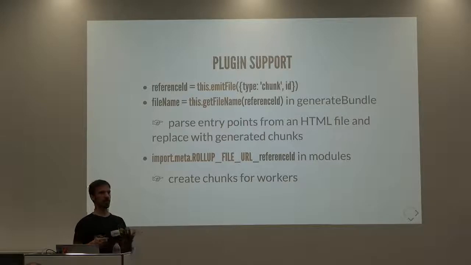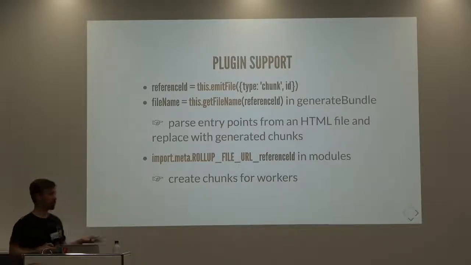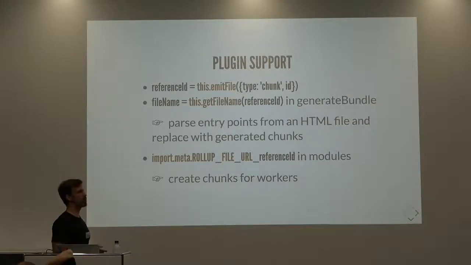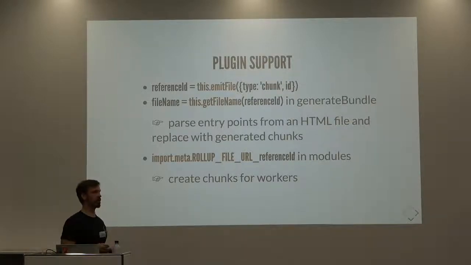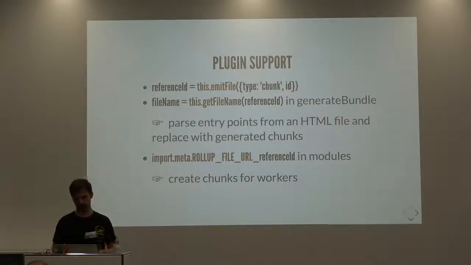For instance, you're scanning the code for usages of the worker constructor. When you find a worker constructor, you pick the file name, create a new chunk for the file, and replace the file name with this. Then Rollup will put in code that generates the file name in a way that should work after bundling.